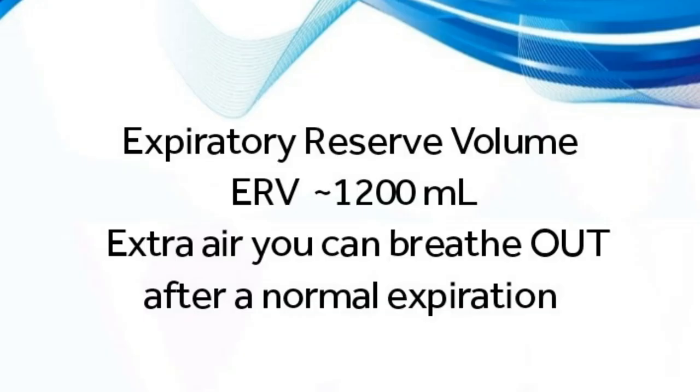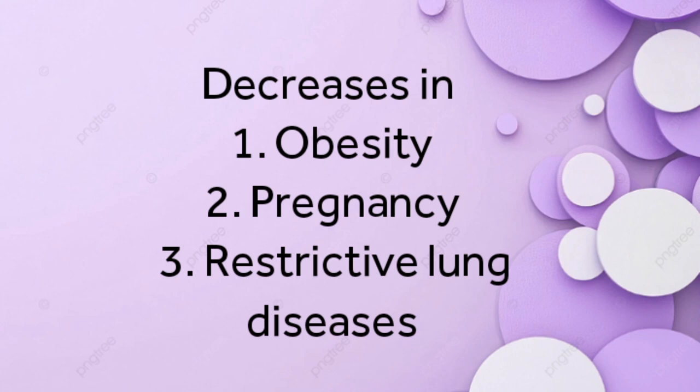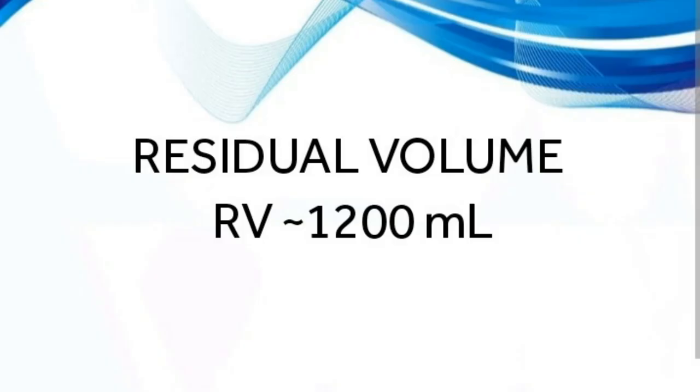Expiratory reserve volume is 1200 ml. The extra air you can breathe out after a normal expiration is the expiratory reserve volume. It is used to assess expiratory muscle strength. It decreases in obesity, pregnancy, and restrictive lung diseases.